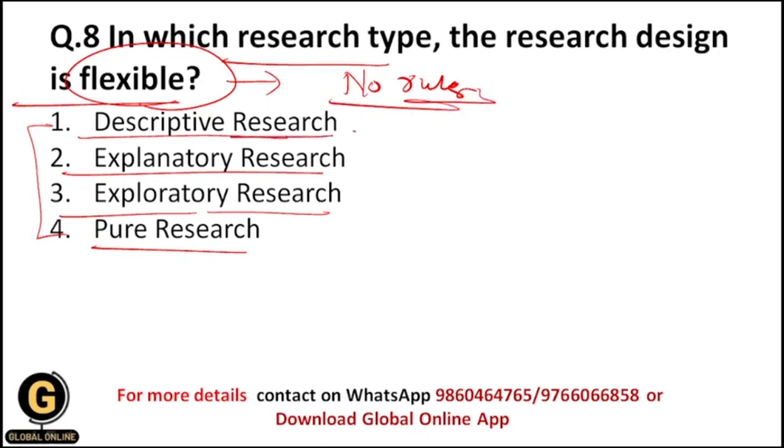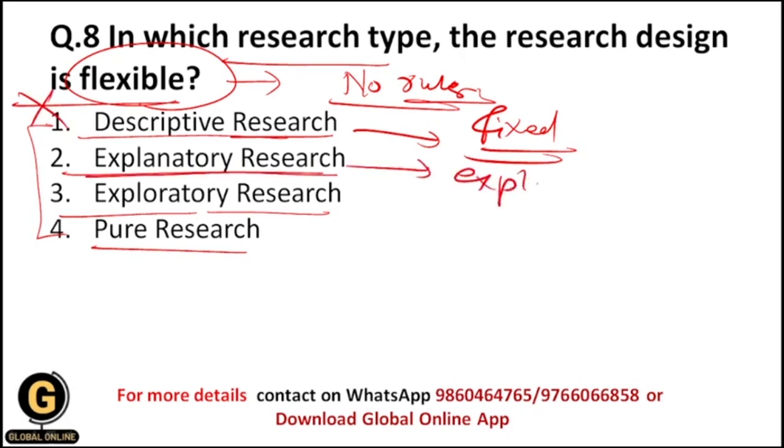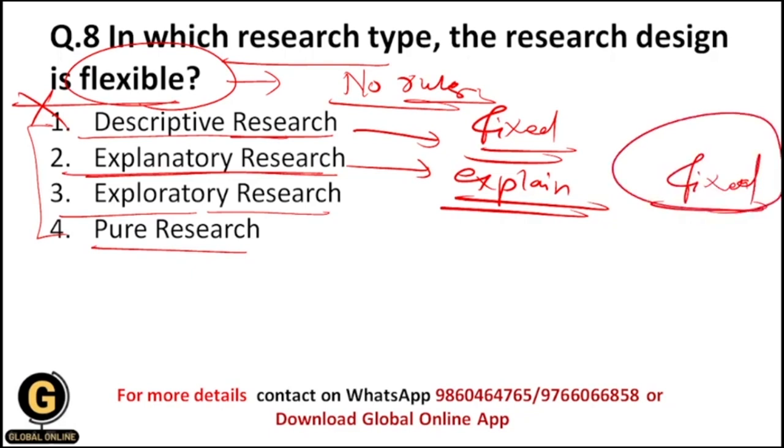So within descriptive research, whatever incidents, situation or person there is, we are going to describe the characteristics of that thing as it is. And that's why this is a fixed research design. We are going to follow the fixed research design over here. There is no flexibility. So this option gets eliminated. In explanatory research design, we are going to explain the relationship between the variables, and whatever relationship there is between the variables, we are going to explain it as it is, and that's why this is as well a fixed research design. We are going to follow the fixed research design over here, and that's why this also gets eliminated.